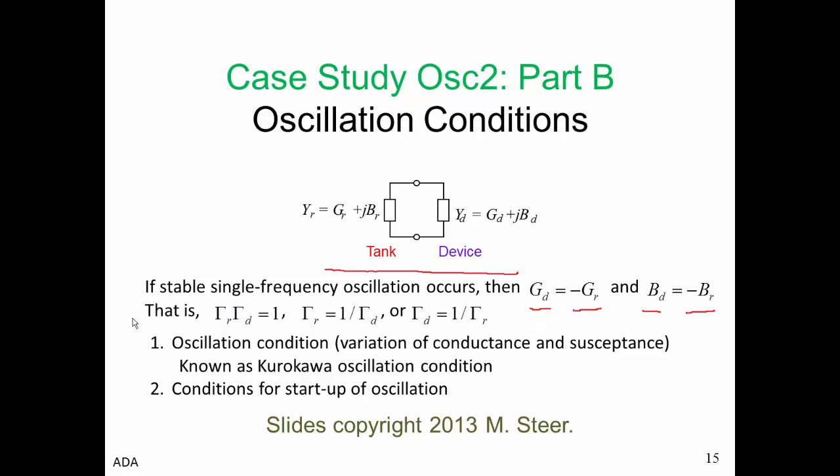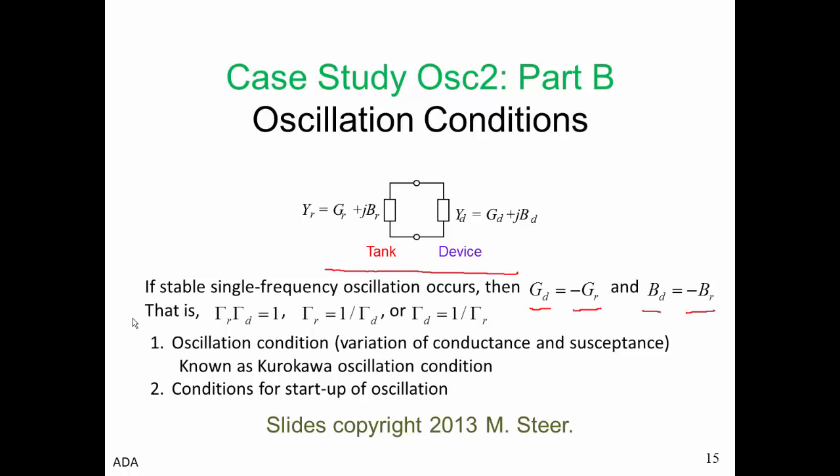Now we look at the oscillator two ways during the design. We look at it in terms of its admittance or its components, conductance and susceptance, or we look at it in terms of reflection coefficient, and we switch between these two views as we start to develop our understanding of how we want our oscillator to work.